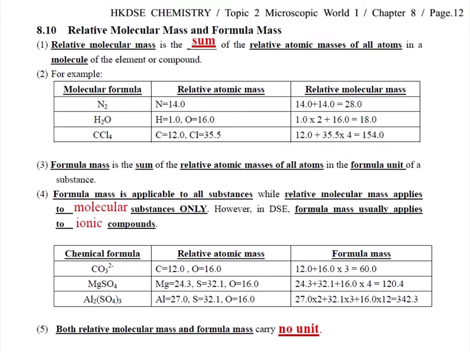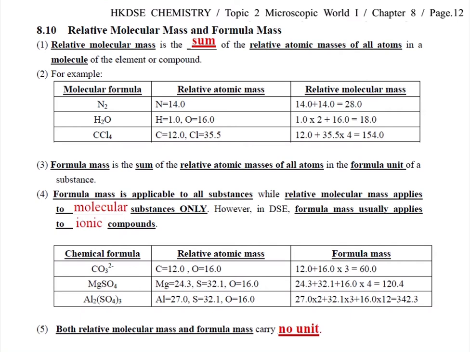Okay, at the last part of this chapter 8, we will talk about relative molecular mass and formula mass. In previous chapters, we talked about relative atomic mass and relative isotopic mass. So here, after talking about some compounds or some bonds, we can talk about relative molecular mass and formula mass. Firstly, what is relative molecular mass?